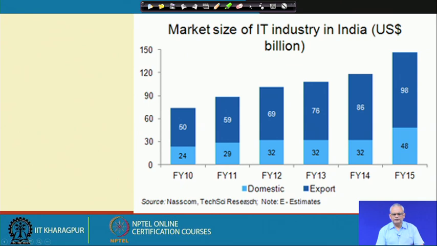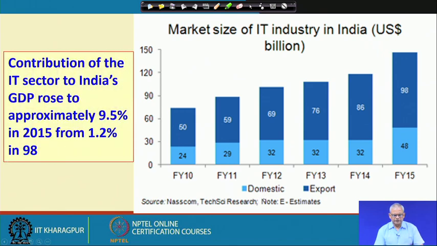If you look at the market size of the IT industry in India, it has grown rapidly over the last few years. This is a report from NASSCOM, and you can see that the export segment is larger than the domestic segment. Right now almost 10% of the GDP comes from the IT sector, and it was only 1.2% in 1998, and before that it was near 0%. So, the IT industry in India has made rapid progress, a large number of projects have been completed, and this is a growth area, with already 10% of the GDP coming from the IT industry.